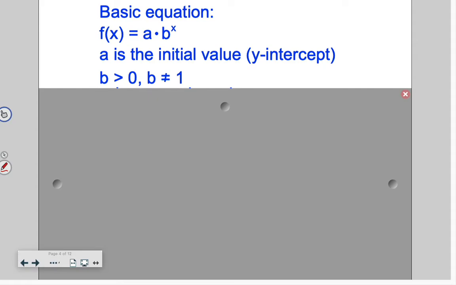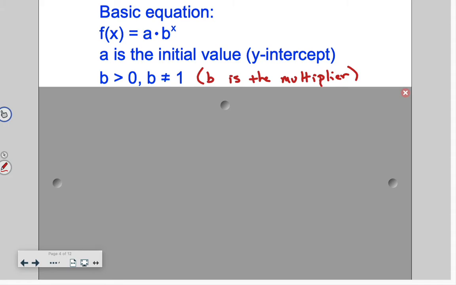B, a couple things about B. And I'm going to put this in parentheses. B is the multiplier. B is your multiplier. Must be positive, but not equal to 1. And we'll talk about that in a second too. So on that last equation, y equals 2 to the x, 2 was the multiplier.